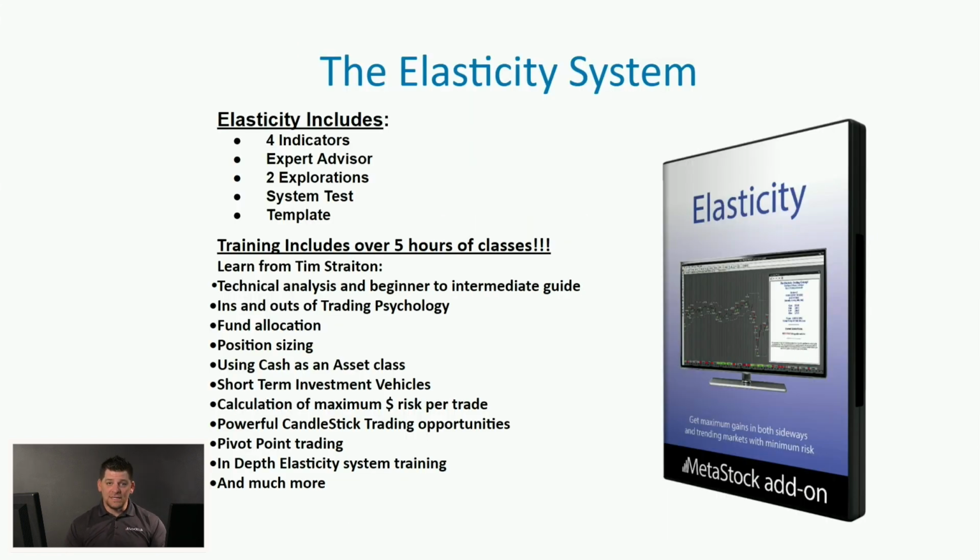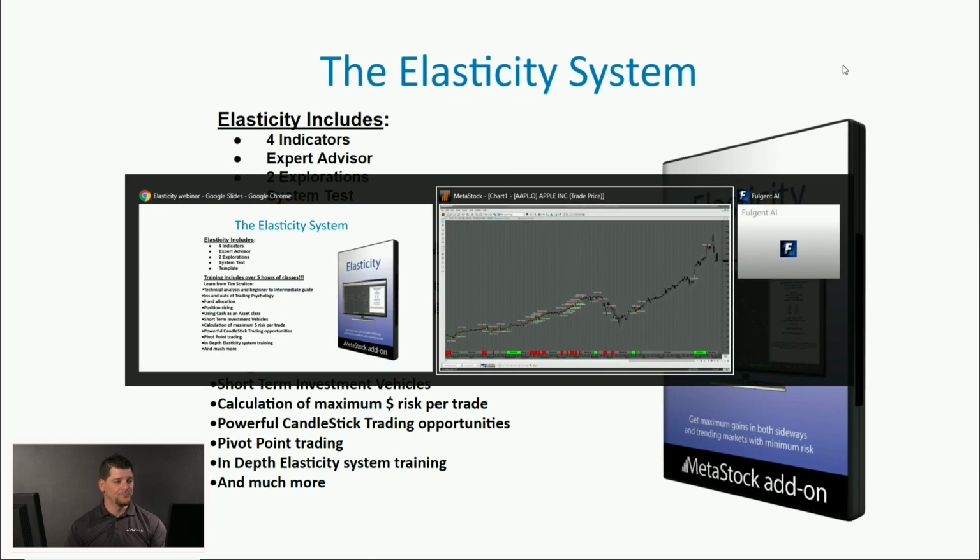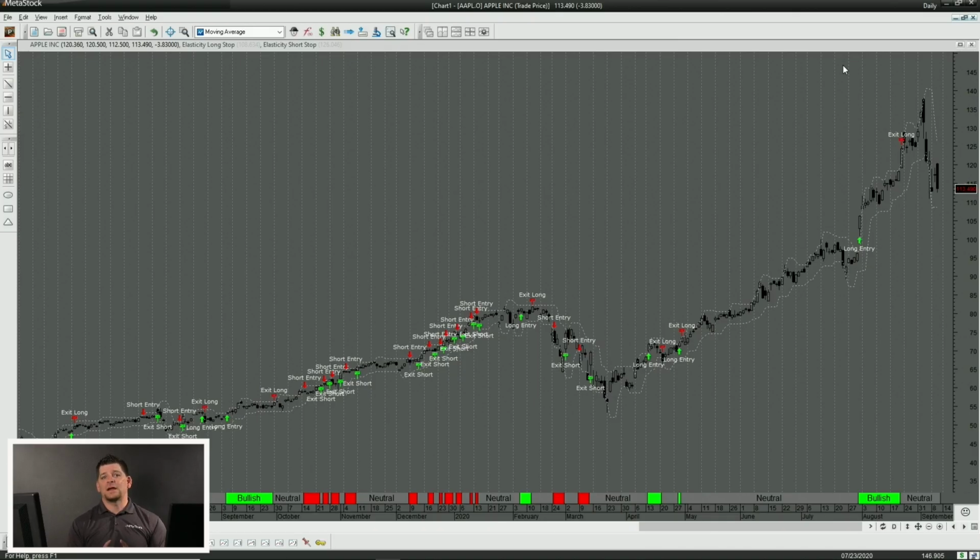Now, the Elasticity system is going to come with 4 indicators. It's going to come with an expert advisor, 2 explorations, a system test, and a template. Let's go ahead and take a look at the Elasticity system within MetaStock. One of the things that I really liked about this add-on is, number 1, it tests very well. Number 2, and I think a little bit more importantly, it is very simple.